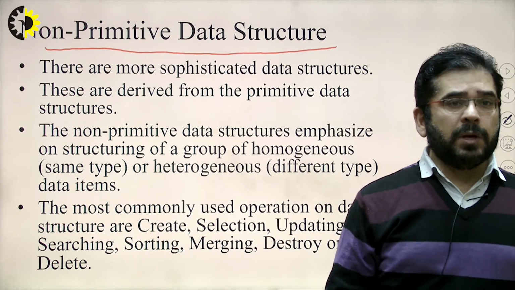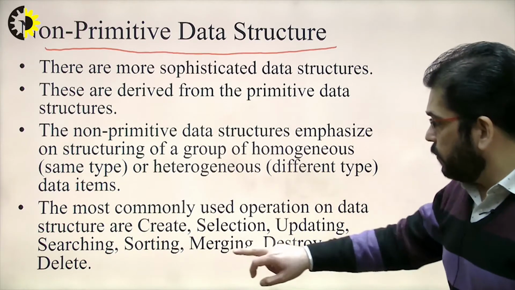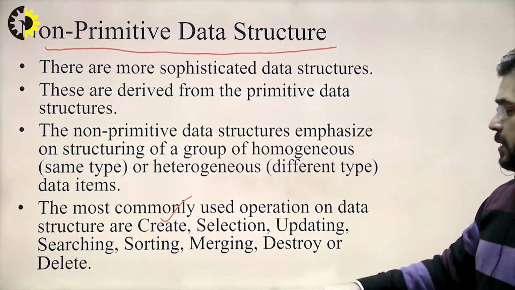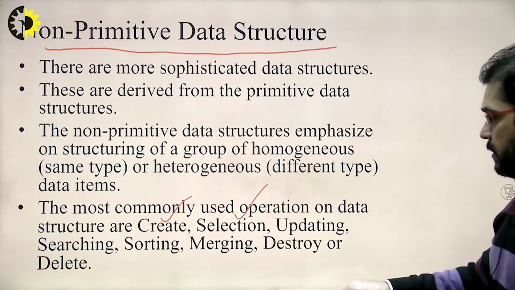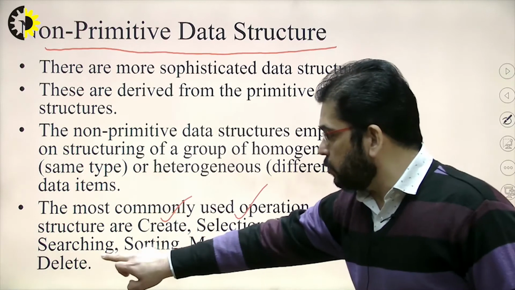And the most commonly used operations on these kinds of non-primitive data structures are, first of all, creation, how to create this data structure, then selecting an attribute from this data structure, updating an item within this data structure, searching or sorting something.